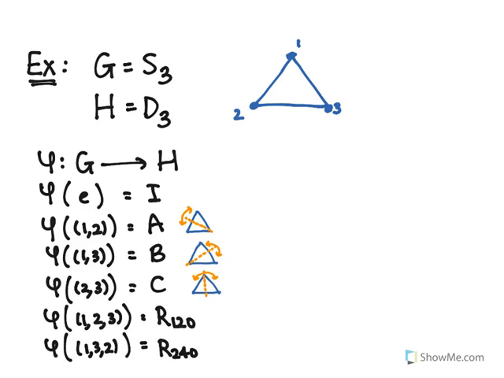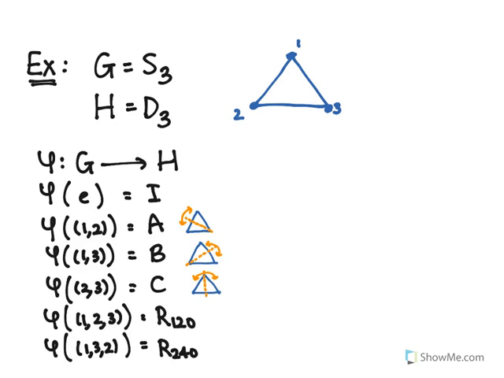I'm going to send e in S3 to I, the identity symmetry of the triangle. I'm going to send the permutation (1 2) to the symmetry that I'm calling A, which is reflection across the diagonal line I've marked in my picture here. And similarly, (1 3) is sent to the reflection I'm calling B, (2 3) is sent to the reflection I'm calling C, (1 2 3) is sent to R120, that's rotation counterclockwise by 120 degrees. And lastly, (1 3 2) will be sent to R240, which is counterclockwise rotation by 240 degrees.